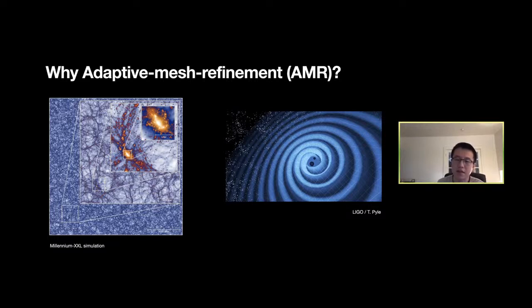And naturally, you want your simulation to have a higher resolution at dense regions and lower resolution in the under-dense regions, because you don't need that resolution to resolve the dynamics. For astrophysical simulations, things are similar. For example, when you are simulating binary black holes, you need extremely high resolution in order to resolve the dynamics of the binary black hole. However, for the region far away from the black hole, you don't need that much grid to resolve the ripples of gravitational waves.